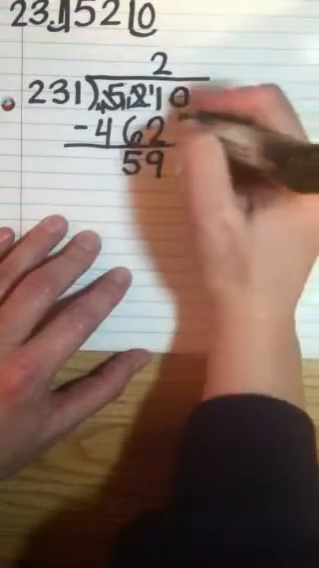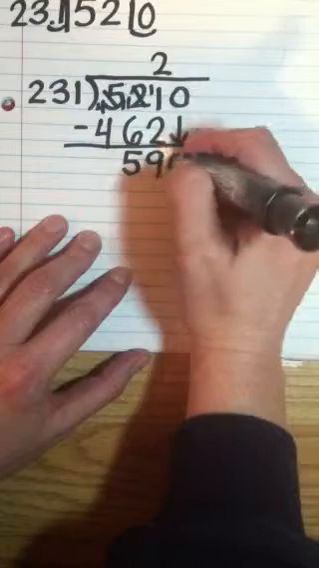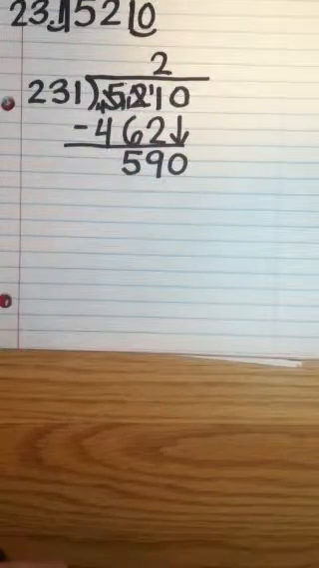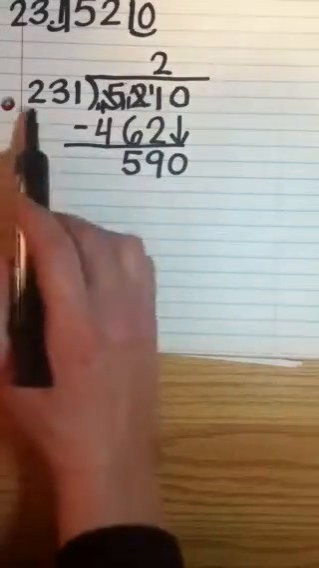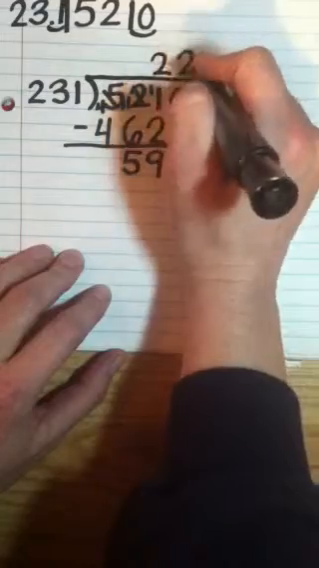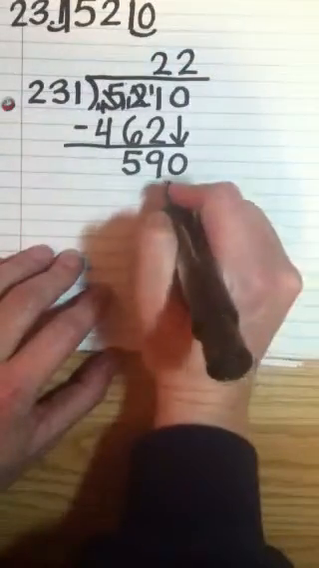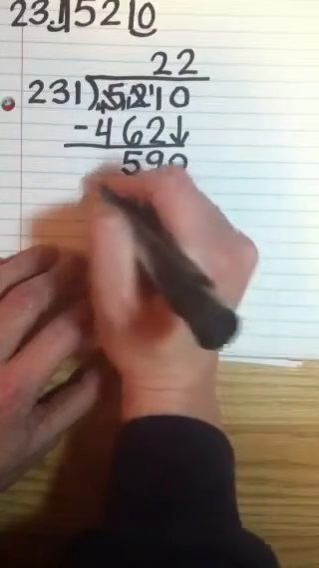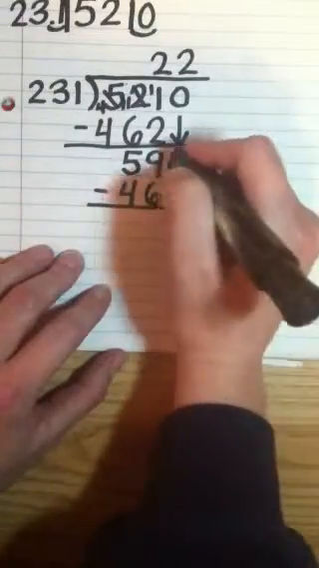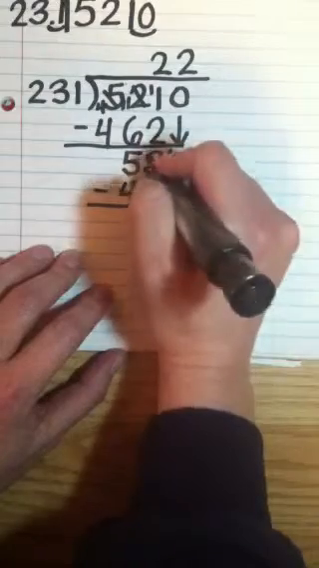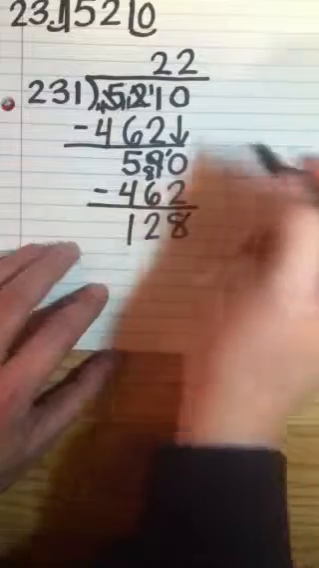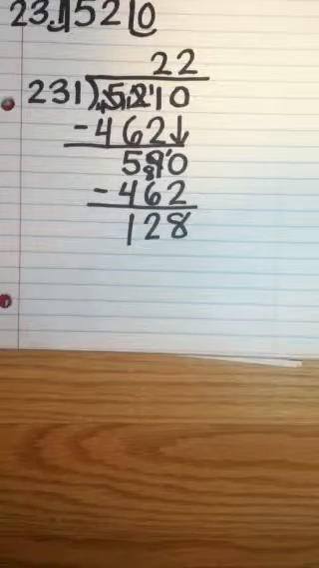Okay, so I'm left with 59. Then I'm going to bring down this 0, and I have 590. 231 goes into 590 2 times. Okay, 2 times 1 is 2. 2 times 3 is 6. 2 times 2 is 4. When I subtract, I get 128.